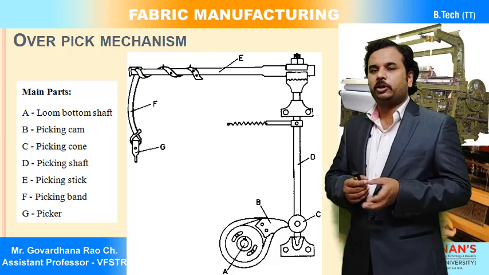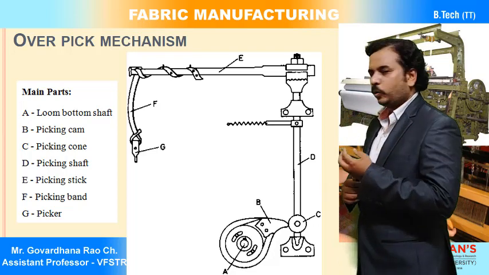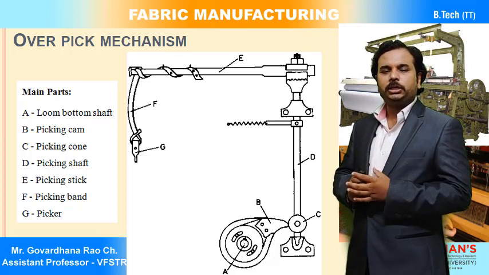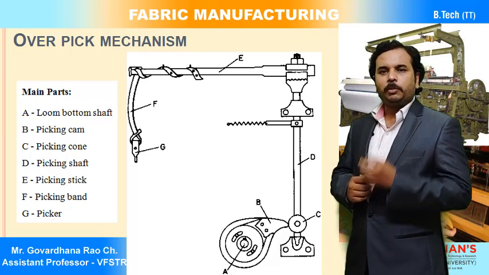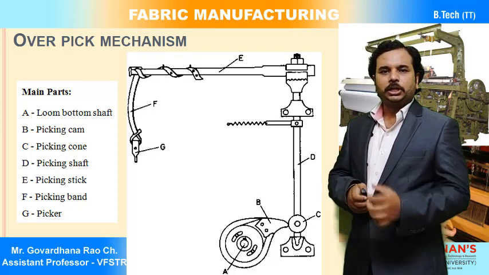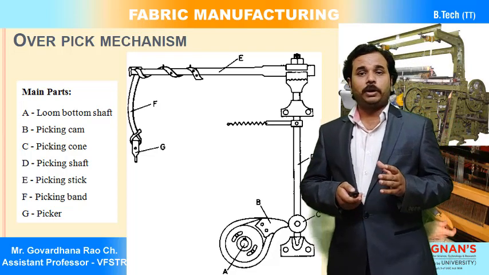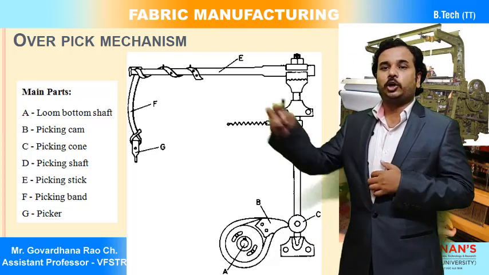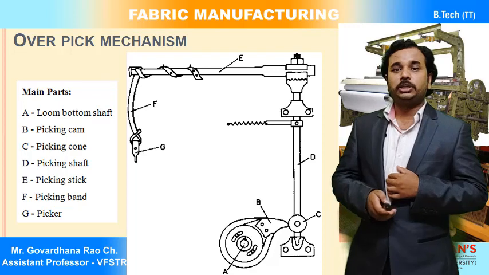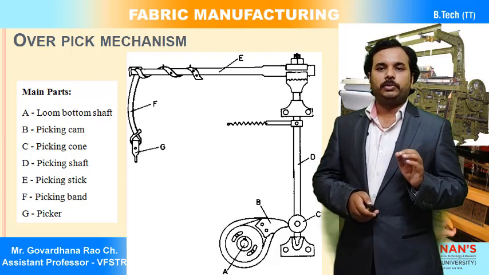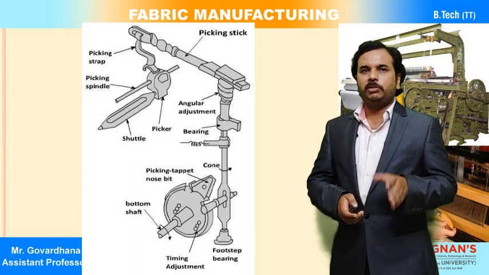Cone overpick, why are we calling it that? There is a picking cone which is fixed on the vertical shaft or picking shaft. With the help of this we are transferring the motion to the shuttle. So that is why it is called the cone overpick mechanism. The picking stick is fixed at the top of the loom. That is why it is called the cone overpick mechanism.